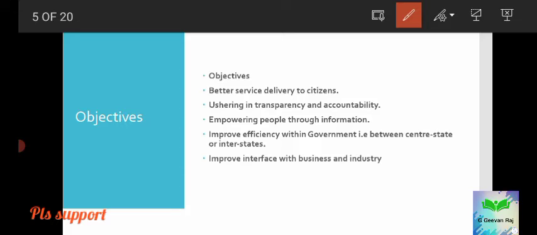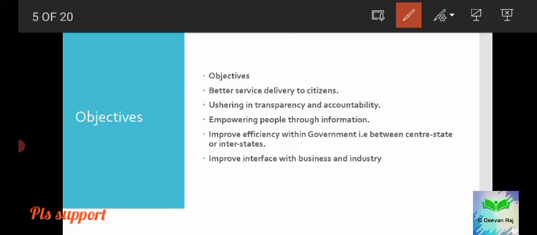The fourth point is improving efficiency within government, that is between the center and the states. So, by using e-governance platforms, the government will be able to improve the communication between various state governments, or the coordination between the central government and the state government, or the coordination between the central government, the state government and the various local governments, through the method of e-governance.